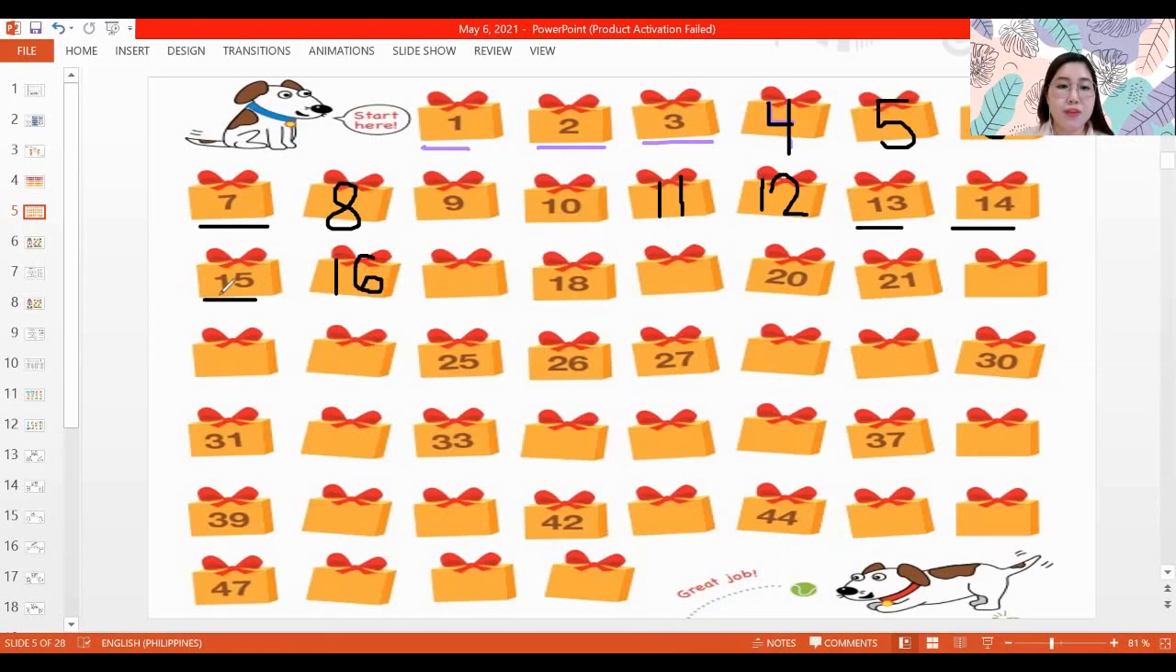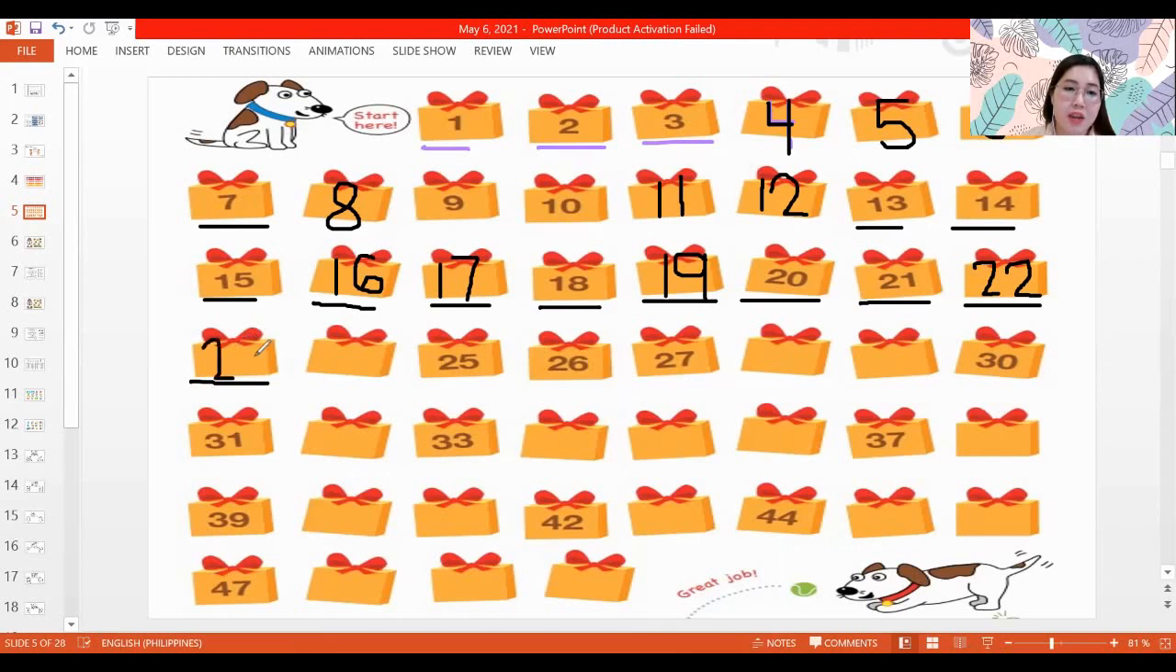Let's continue. 15, 16, 17. 1 and 7, 17. 18, 19. 19 is 1 and the number 9. 18, 19, 20, 21, 22. 2 and 3 or 2 and 2? 2 and 2. Okay, we still have some more. Let's go back to 20, okay? 20, 21, 22, 23. That's 2 and 3.